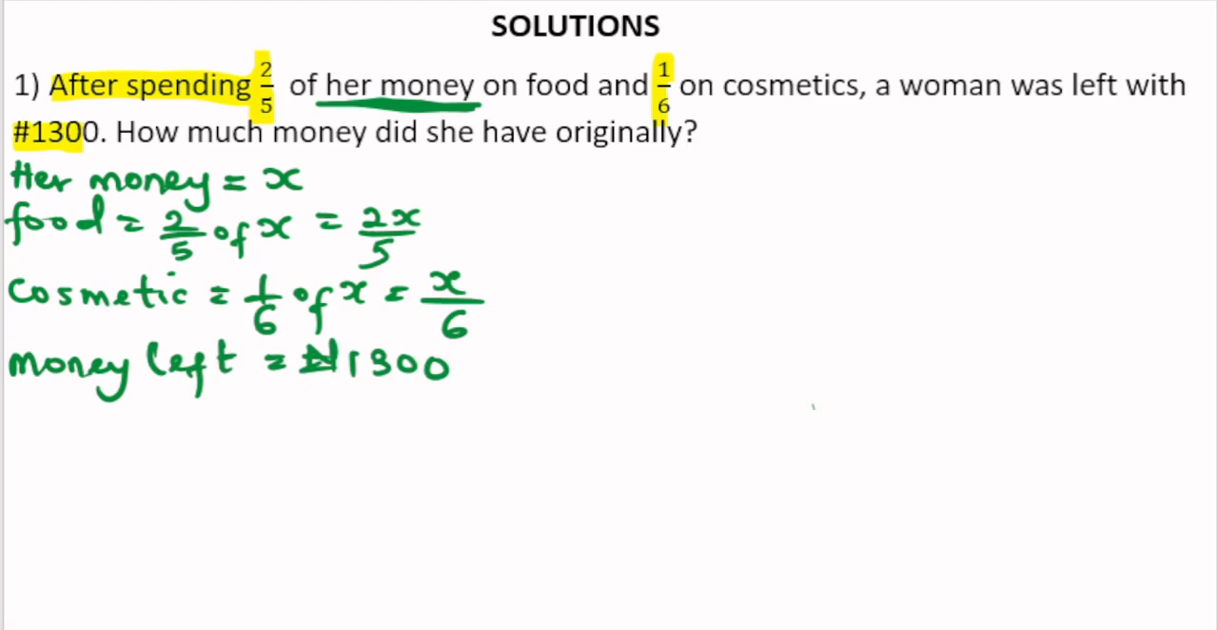Now, how much money did she have originally? So with the whole information we've gotten from the question, let's have original money should be equal to the expenses plus money left.